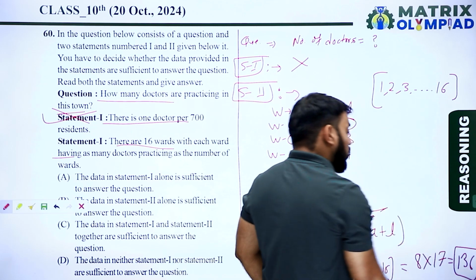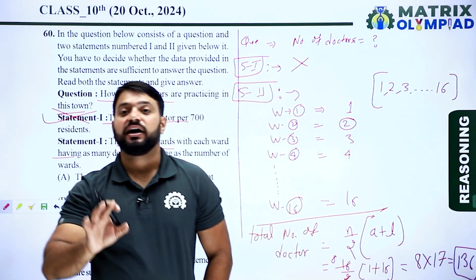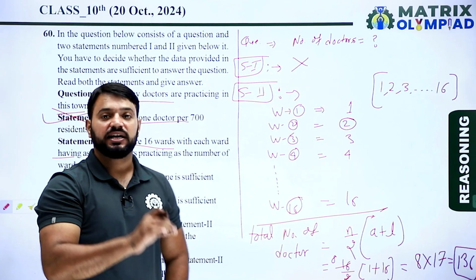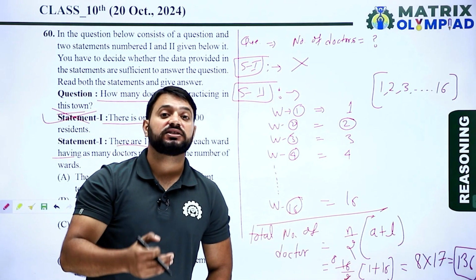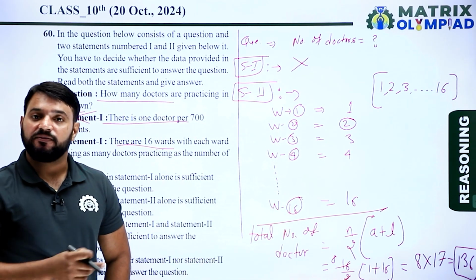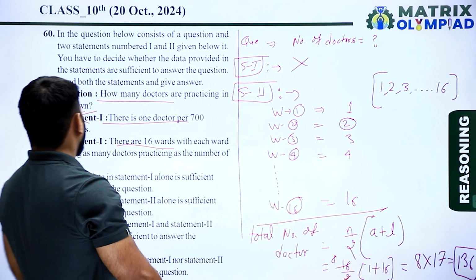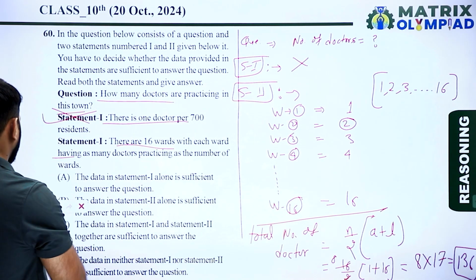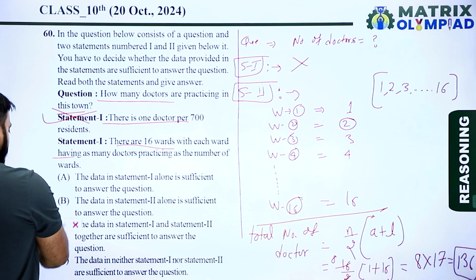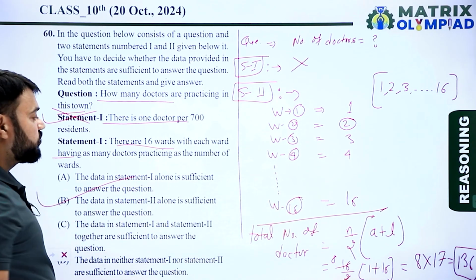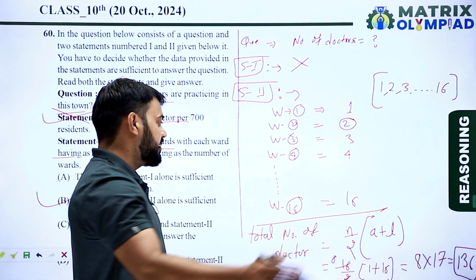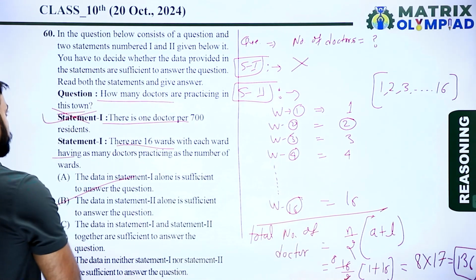So here statement second alone is sufficient to answer the question because 136 is the total number of doctors who are practicing in this town, find हो चुकी है. So here statement second alone is sufficient to answer the question. So here option B is the correct answer of this question because option second से ही इस question का answer find हो जाता है. So here option B is the correct answer of this question.